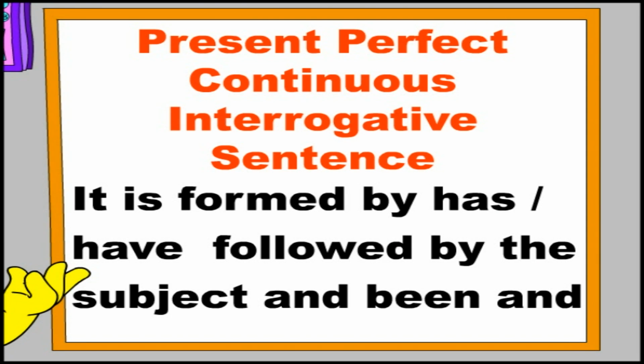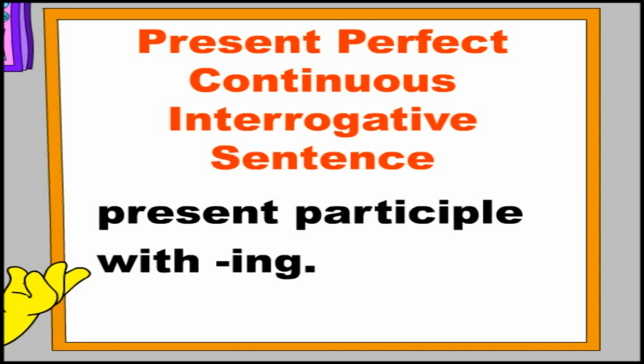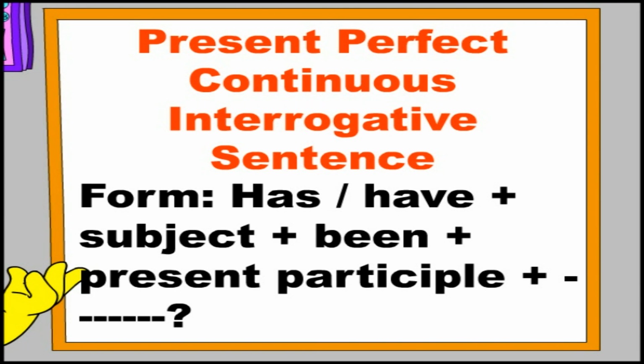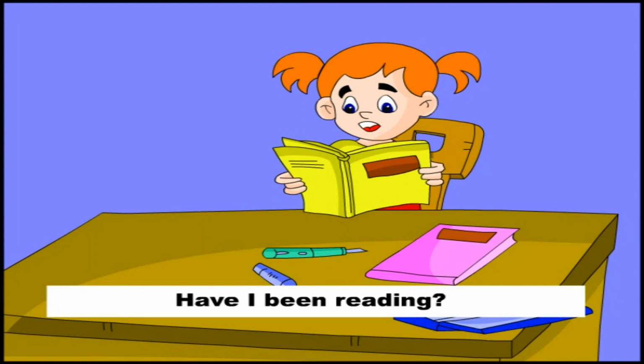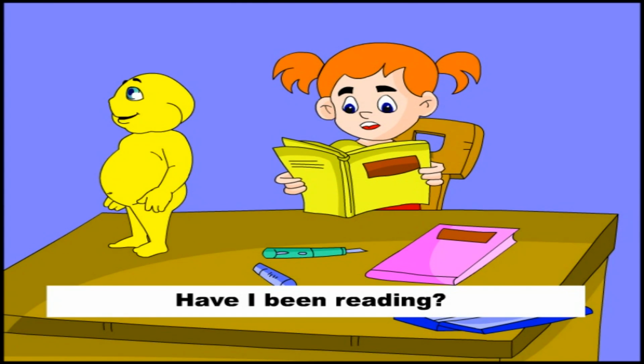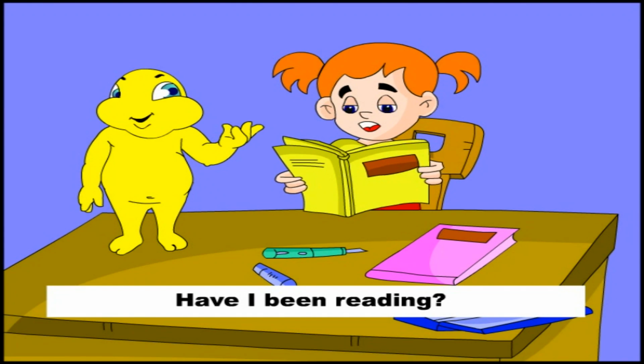Present perfect continuous interrogative sentence. It is formed by has, have, followed by the subject and been and present participle with ing. Form: has, have plus subject plus been plus present participle. Examples: Have I been reading?